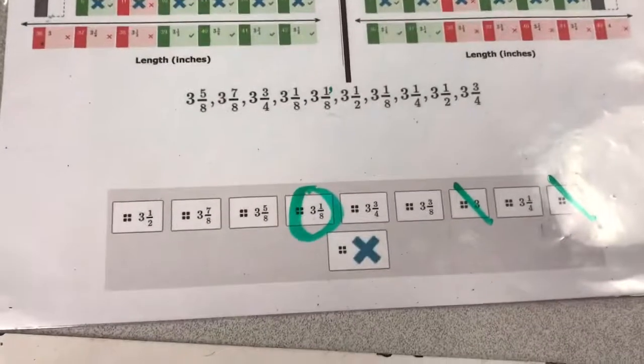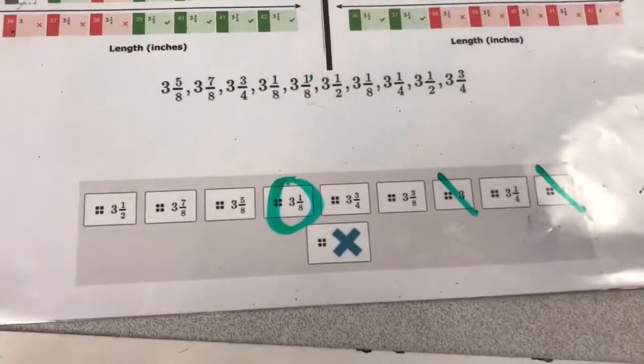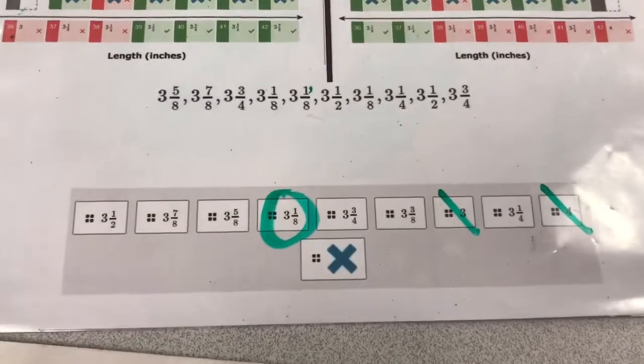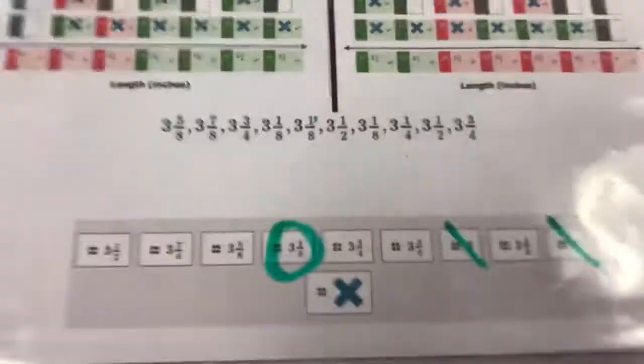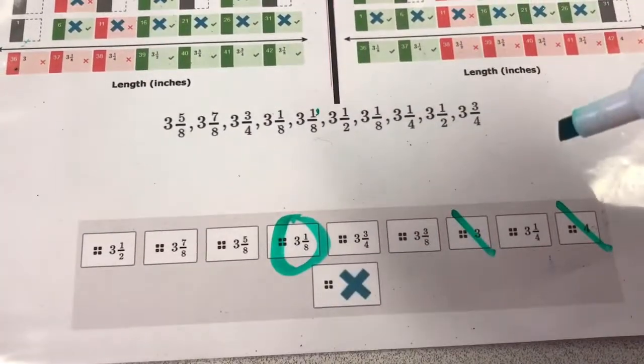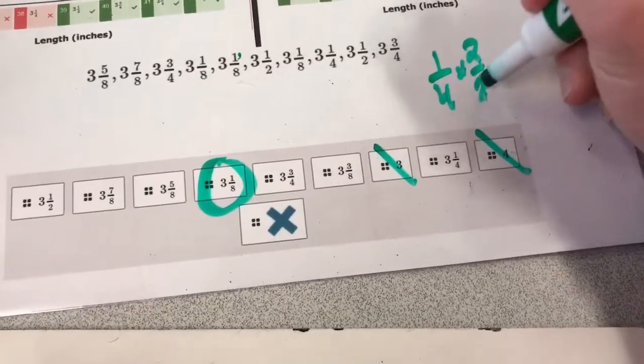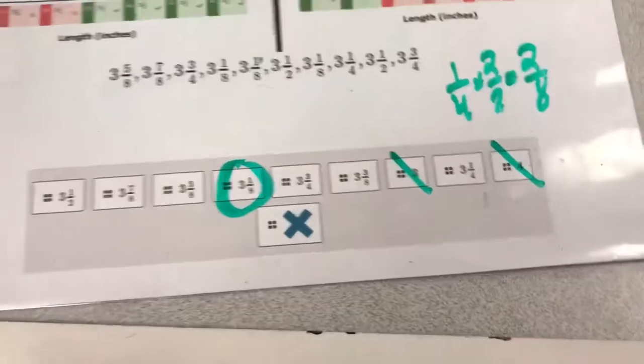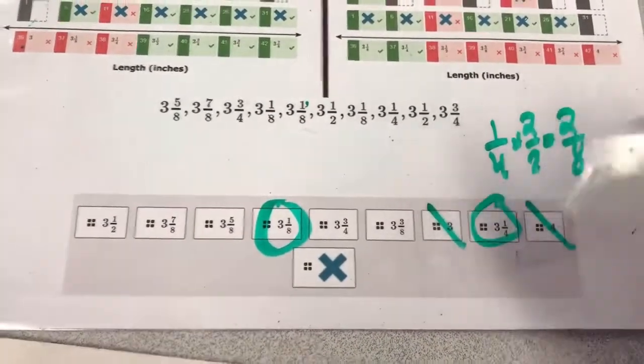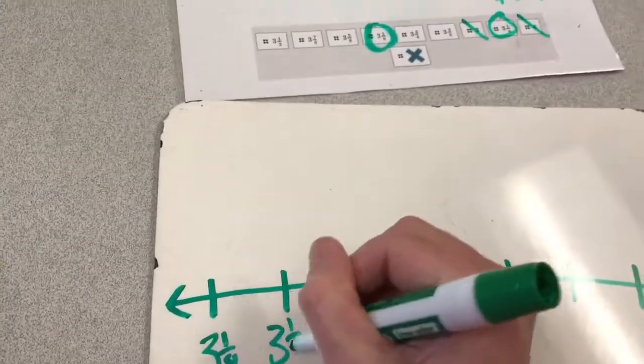So it looks like there's fourths, eighths, and halves. And I'm just going to assume everything to be eighths and make some equivalent fractions. I don't see a 3 2/8 down here, but I know that 1/4 times 2/2 would equal 2/8. So I know that this is going to be my second fraction, 3 1/4. So I'm going to got that one.